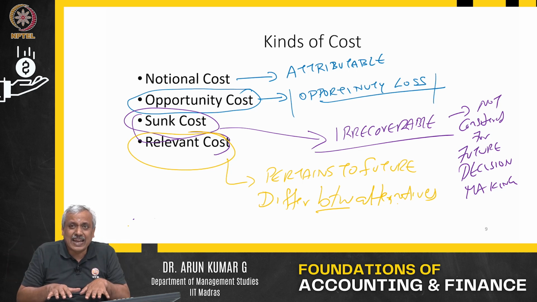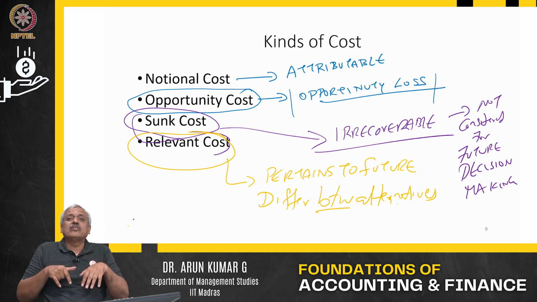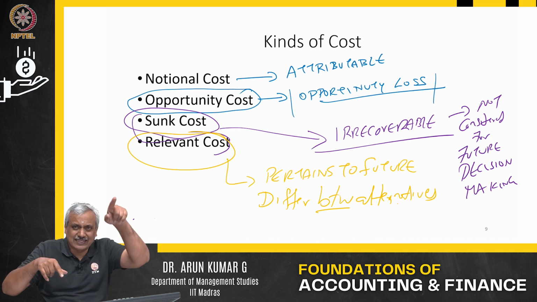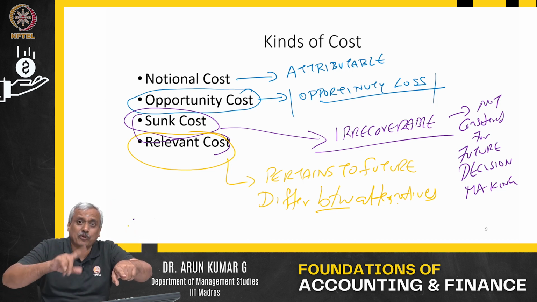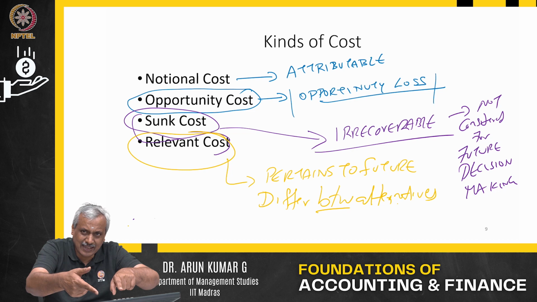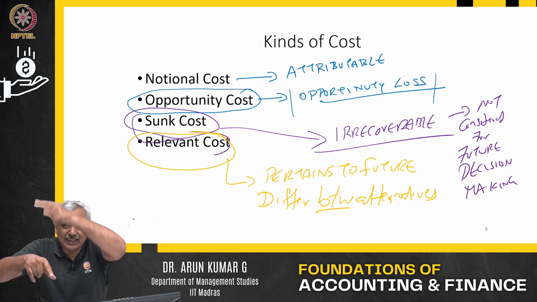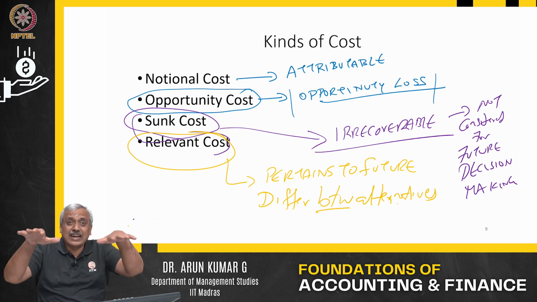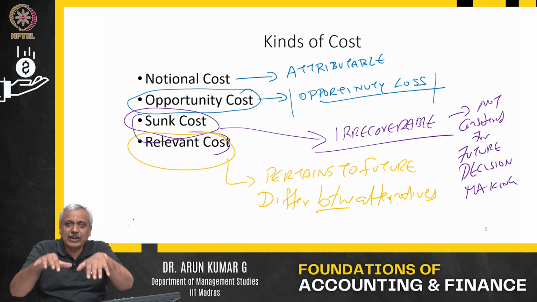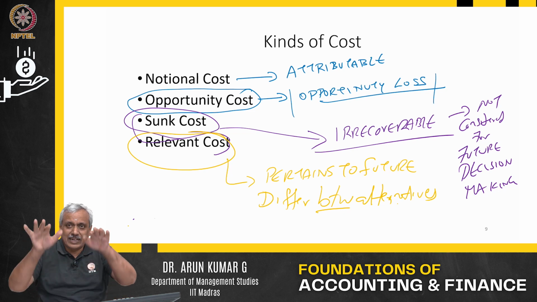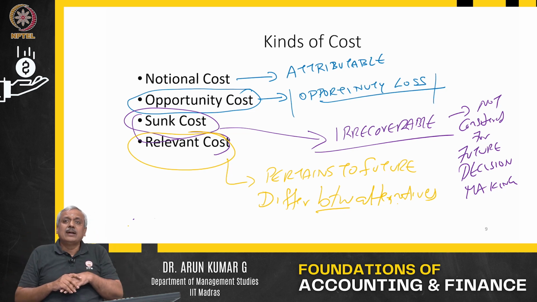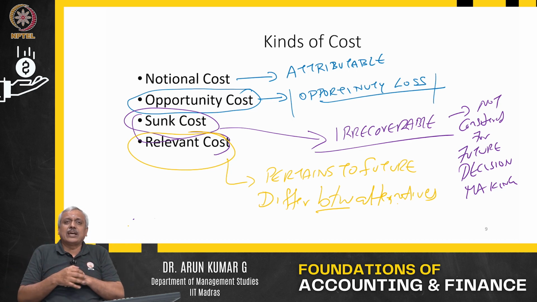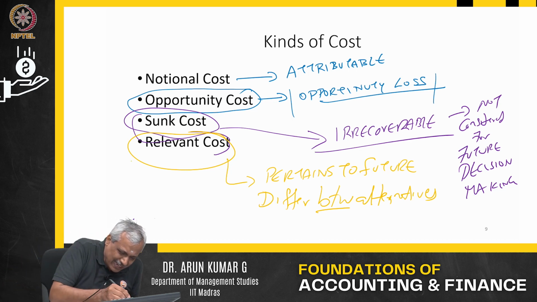I am going to take only those two as relevant for my decision making: 17 lakhs that I am going to pay additionally in the existing place, versus 15 lakhs that I am going to pay in the other place where I have got admission. That is the relevant cost for me to make the decision. Both pertain to the future, and there is a difference between the alternatives. That is what becomes the relevant cost here.